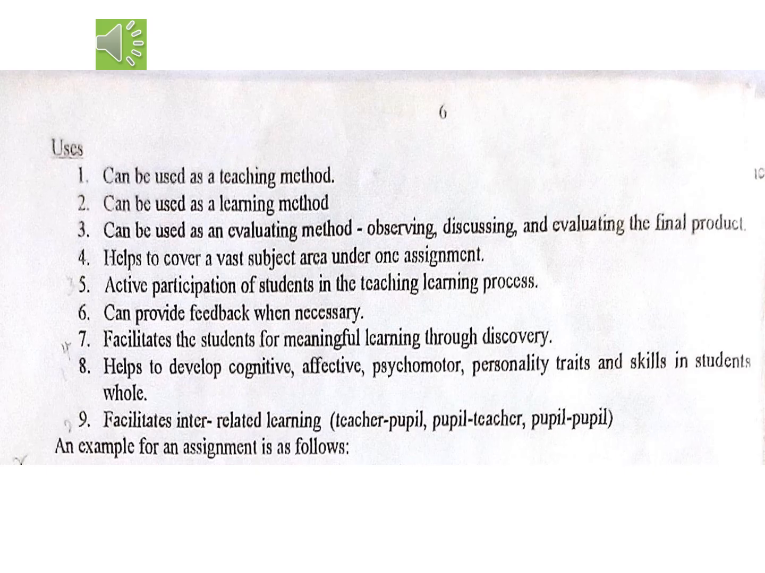Number 9, facilitates interrelated learning. Interrelated. Now, who are the parties? The teacher pupil. Pupil teacher. The teacher can say something and the pupil, there's an interaction. Pupil teacher, the students can ask for information and the teacher can give. Pupil teacher, pupil people among the students themselves. Right? So these are the advantages.